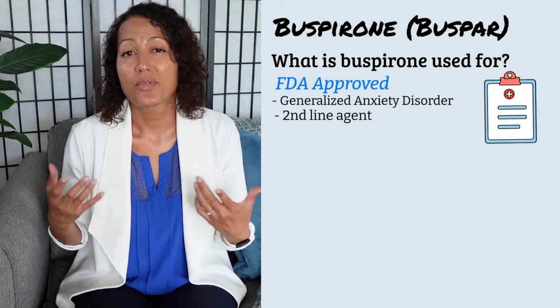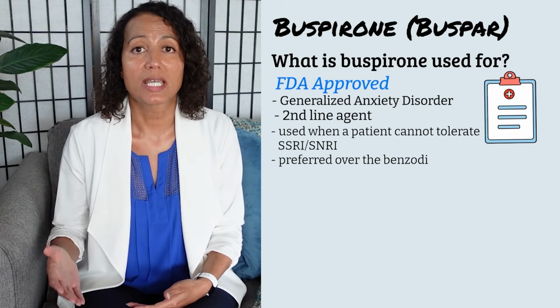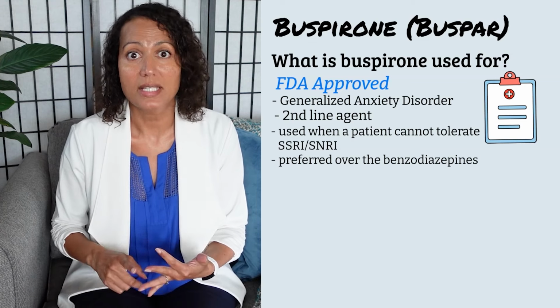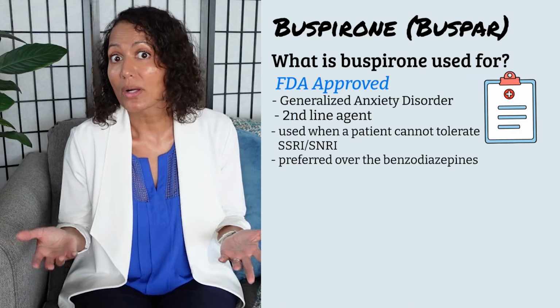First-line treatment for generalized anxiety disorder are the SSRIs and SNRIs. And second-line treatment would be a medication like Buspirone or those nasty benzodiazepines, which you heard about in this video. And if you haven't, check it out. And so though it is a second-line agent, it will be used when patients can't tolerate the SSRIs, SNRIs, or benzodiazepines because it's typically very well tolerated.